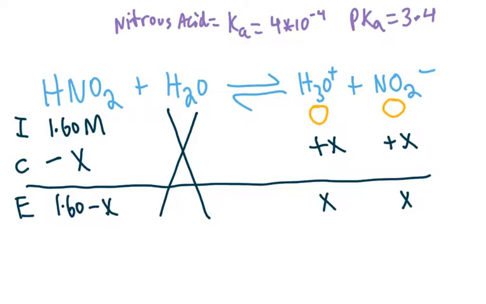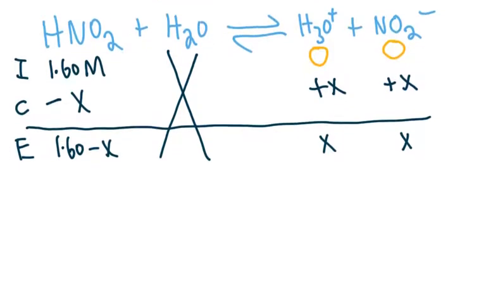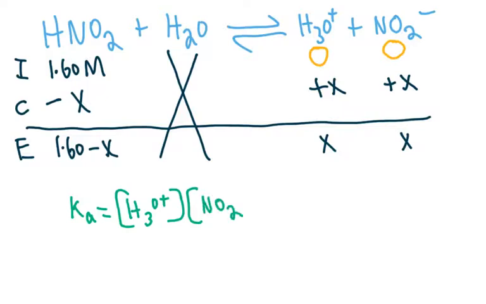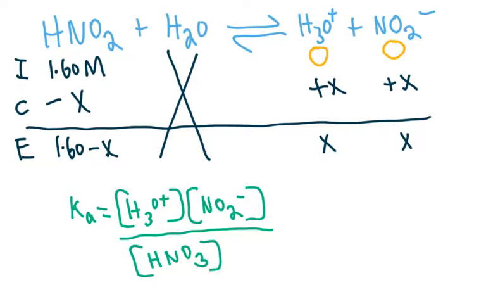Now we have to see what we're working with. We're working with a weak acid. Sweet. So now we have to write the Ka, the acid dissociation equation. The Ka is going to be equal to the products multiplied, so we have hydronium and our nitrite anion, divided by the concentration of the reactants, except for water, because water does not affect our calculation for our pH value.